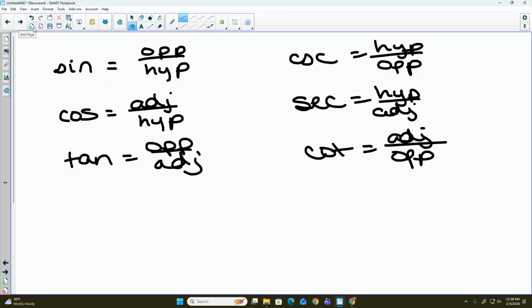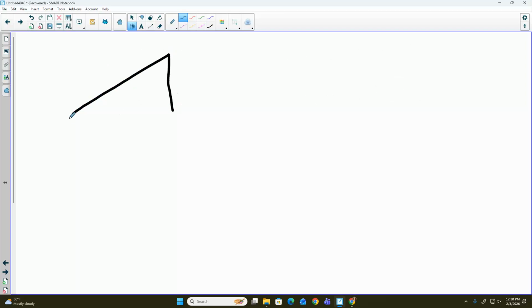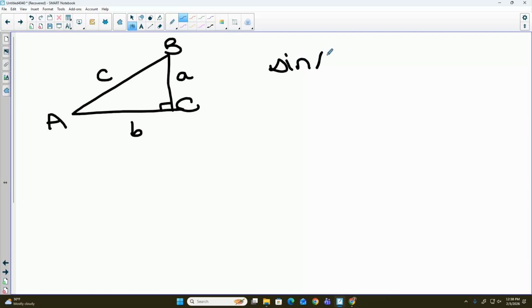If I give you a triangle, and I label this, we know angle A is across from side A, side B is across from angle B, this would be side C. If I asked you for sine of angle A, what would that be? A over C. Opposite over hypotenuse. If I asked you for tangent of angle B, here's angle B, tangent is opposite over adjacent, so B over A.